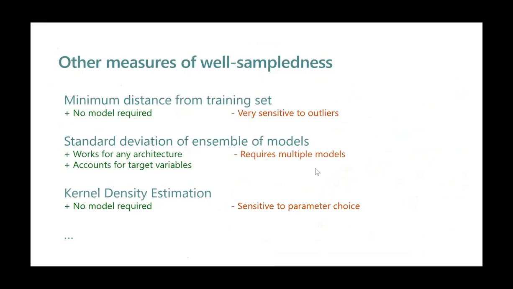Of course, this is not the end all be all. There are infinite measures of well-sampledness: the minimum distance from the training set, which is unfortunately very sensitive to outliers; standard deviation of an ensemble of models, which is quite general and accounts for target variables, which is quite important, but requires multiple models and is computationally expensive; kernel density estimation, but that doesn't work in high dimensions; or the optimal methods, but there are many, many, many more. I'm not saying this is the only way to do this.